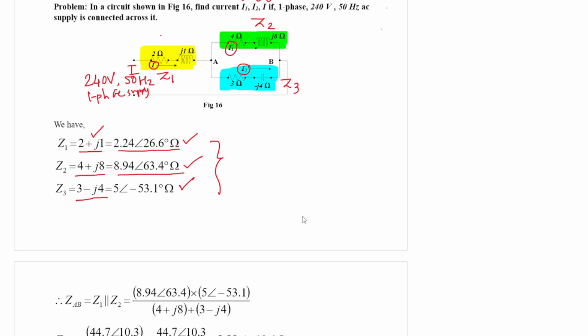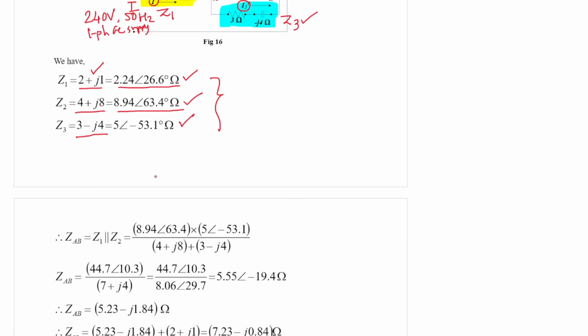So let us solve this. Let us say these two nodes are A and B. We have already defined what a node is. So for ZAB, with respect to A and B, you see Z2 and Z3 are connected in parallel. So let us find Z2 parallel Z3. The formula you know, Z2 Z3 divided by Z2 plus Z3.